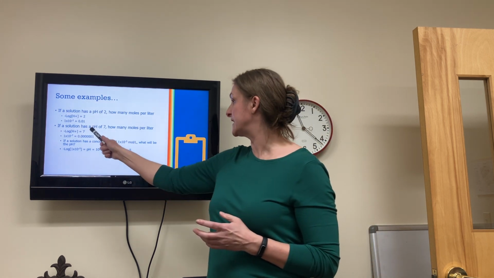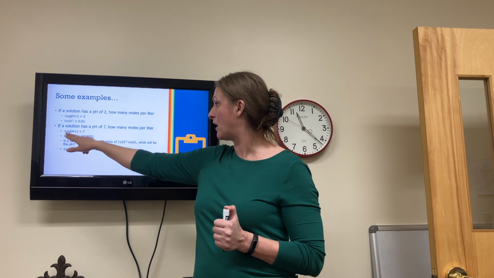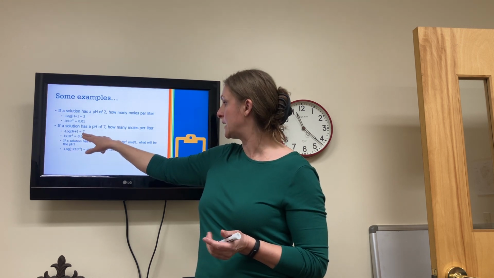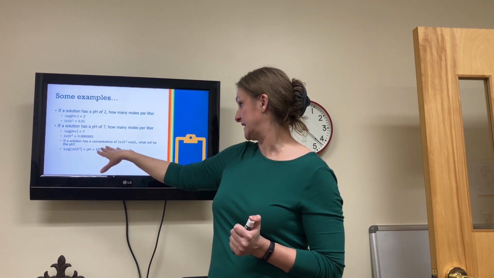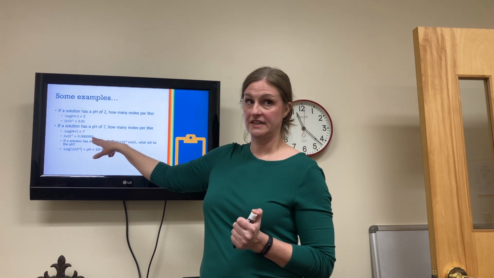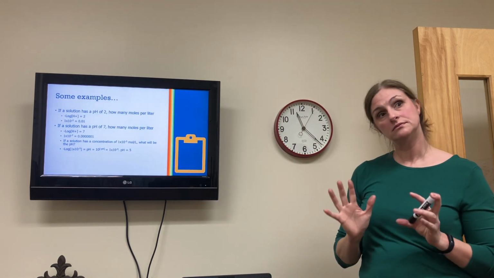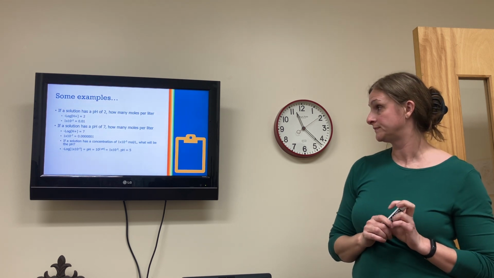All right, if a solution has a pH of 7, how many moles per liter? I solve that by starting with my base equation: negative log of the concentration of hydrogen ion equals 7. 10 to the power of negative 7 is that number. Take a minute and study that. Make sure it's making sense to you. See if you can figure that out on your own.